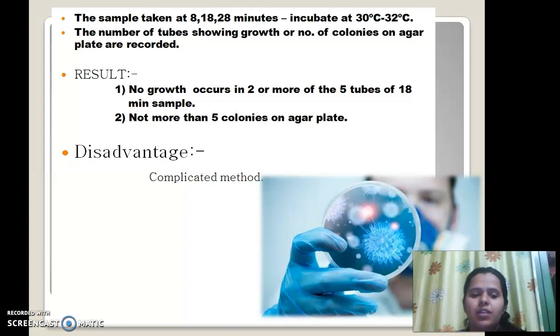The disadvantage of this method is that it is complicated and lengthy and it requires well-trained staff.